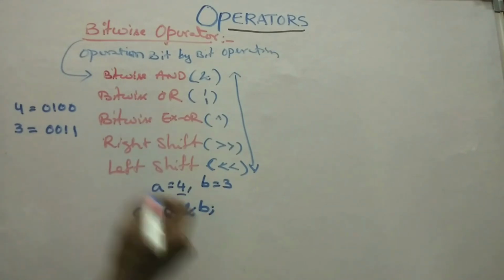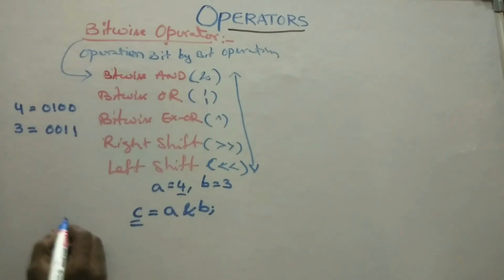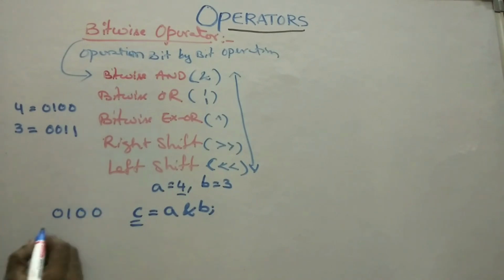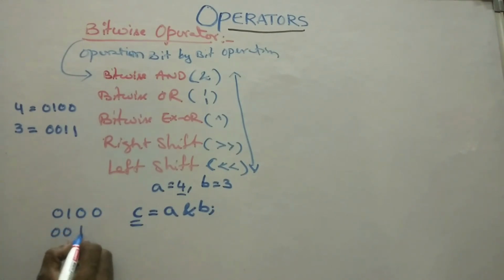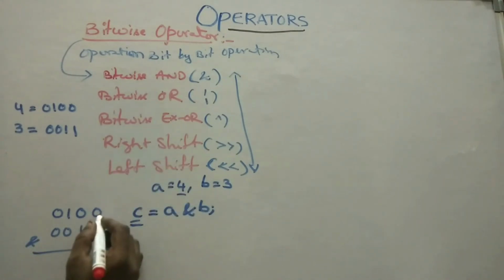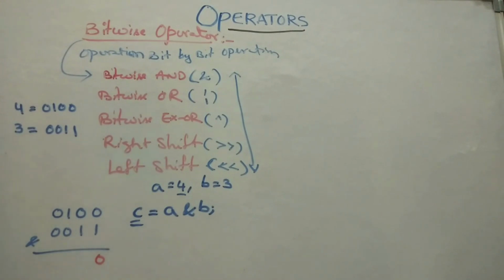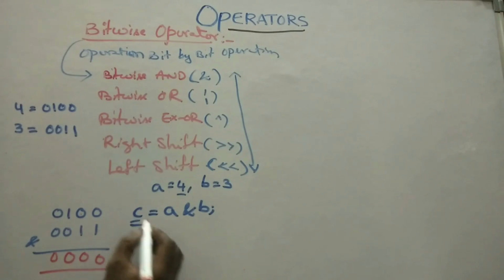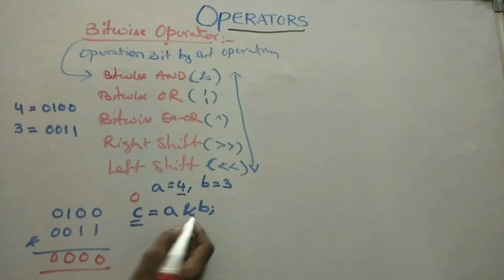Now in between the bits we have to use the bitwise AND. The binary value for A is 0 1 0 0, and for B it is 0 0 1 1. In bitwise AND, 0 1 gives the output 0, 0 1 gives 0, 1 0 gives 0, and 0 0 is also 0. That means the output is 0 for A bitwise AND B.